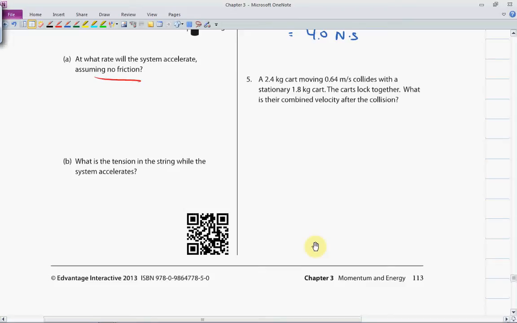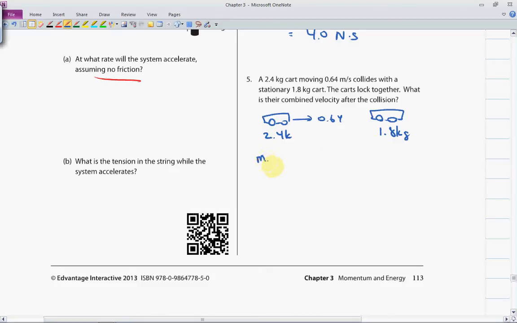A 2.5 kilogram cart moving at 0.64 meters per second collides with a stationary cart over here that is 1.8 kilos. The carts lock together, and so they have a combined velocity at the end.